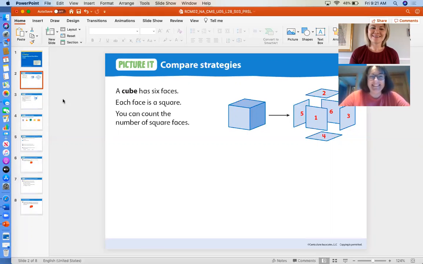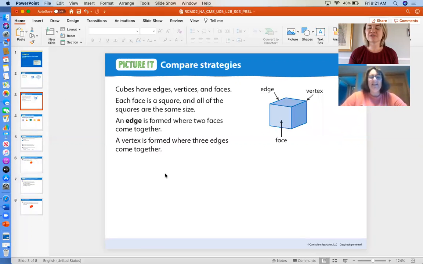Okay, here we go. Additionally, cubes have edges, vertices, and faces. A square has edges and vertices, but it doesn't have faces. What does it have instead? Angles, right? So when we're talking about what three-dimensional shapes have, we're going to talk about edges, vertices, which are the points, and then faces, which are the flat surfaces of the shape that we can see.